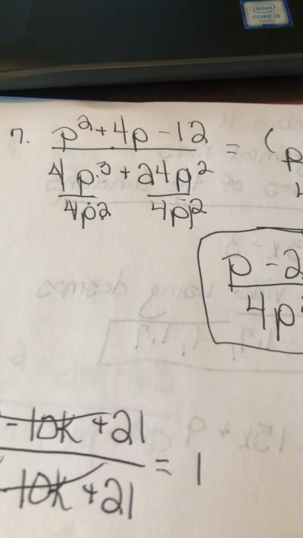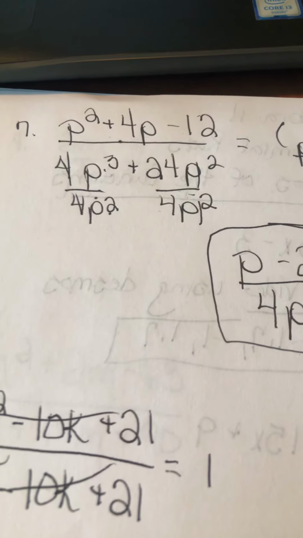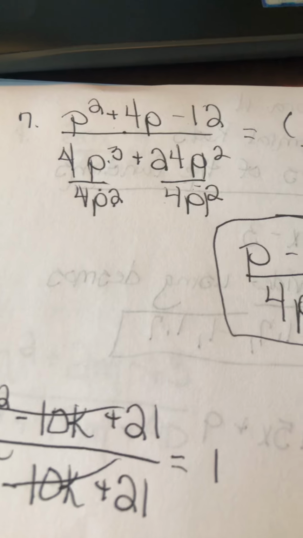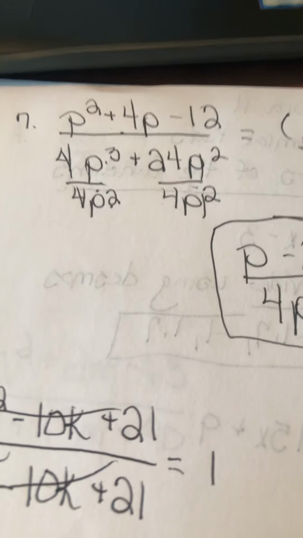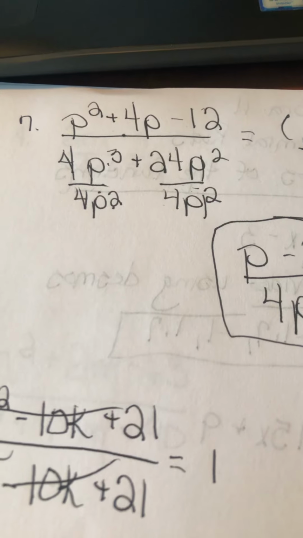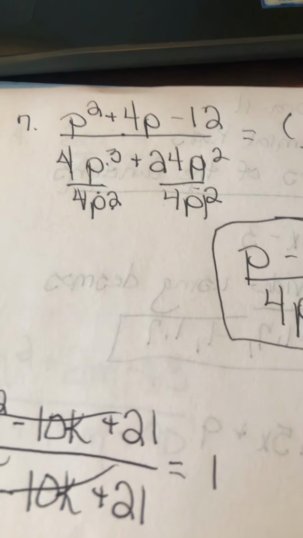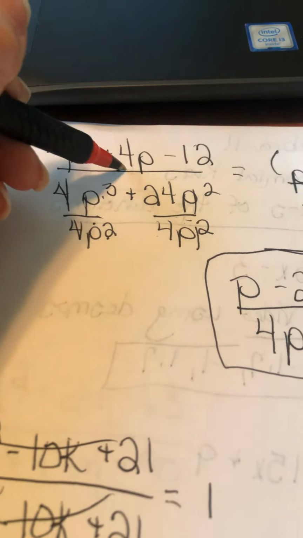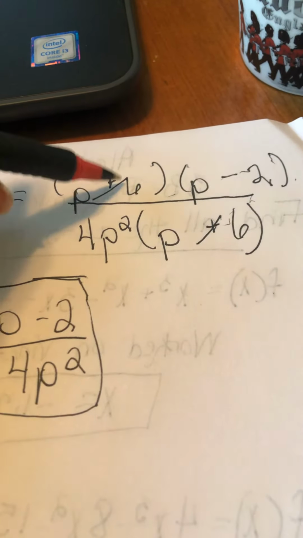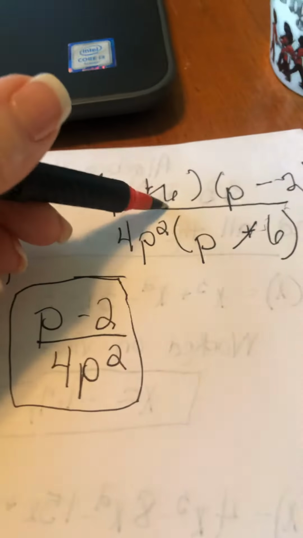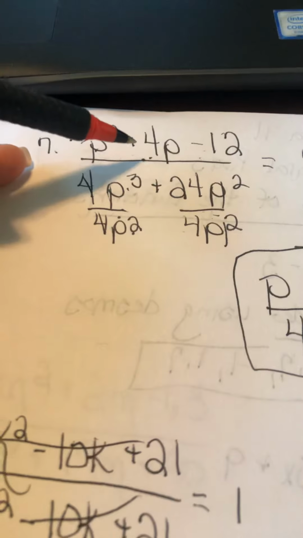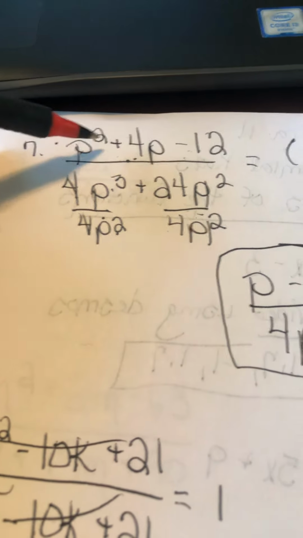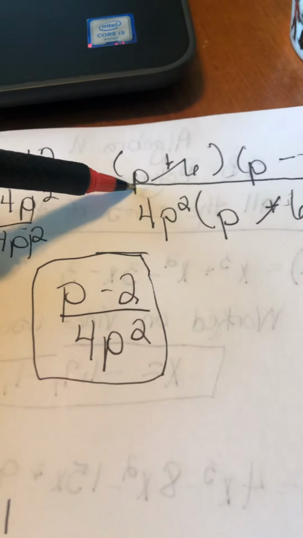So the first part of simplifying these basically is what you should have done for your homework sheet, and that is you were to factor these and then cancel out any like terms. So first of all, we would factor the p squared plus 4p minus 12. And so what I did is said, okay, p plus 6 and p minus 2, because 6 times negative 2 is negative 12, and then 6 minus 2 is 4. So that gives us p squared plus 4p minus 12.